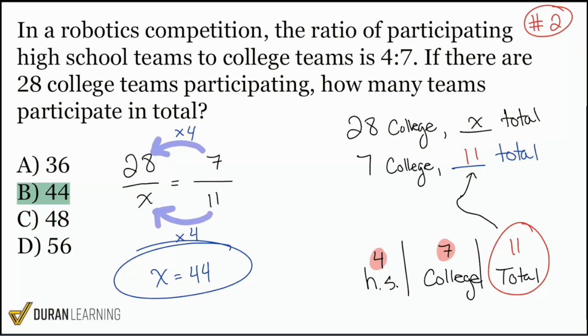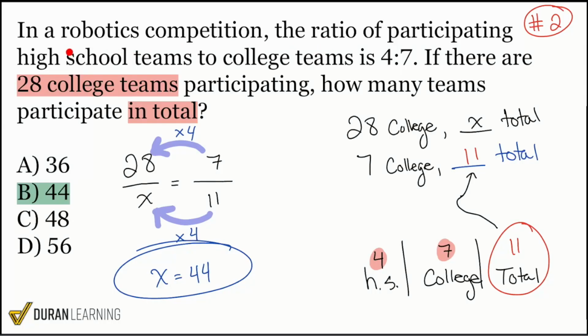So when we took a look at this previous question, take a look at the wording. Notice in the question here, let me highlight this in red, we had 28 college teams, and we're looking for how many there are in total. So we knew that we're looking to compare college to total. But when you look at that first sentence, look at this. The ratio of participating high school teams to college teams. Everybody, between high school and college, did they explicitly say total here? No, we didn't. We didn't explicitly give you the total.